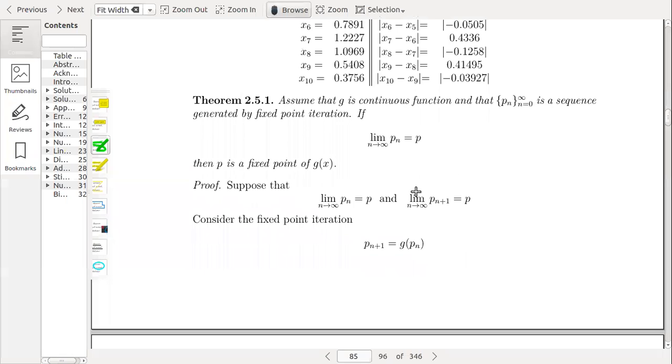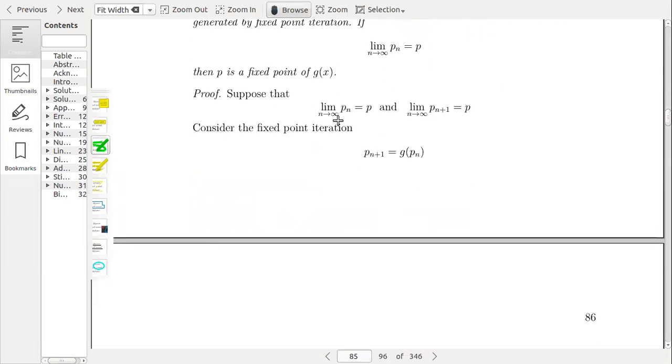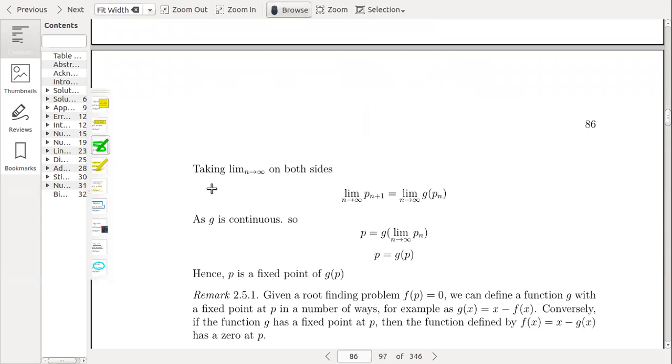How can we say that p is a fixed point? If we have a sequence of roots and this sequence converges to a fixed number, then this number will be called the fixed point. Suppose that the limit as n approaches infinity of pn is equal to p, and the limit of p_{n+1} is equal to p. Then consider the fixed point iteration p_{n+1} equal to g of pn, and taking the limit on both sides, we have the limit of p_{n+1} equal to the limit of g of pn.